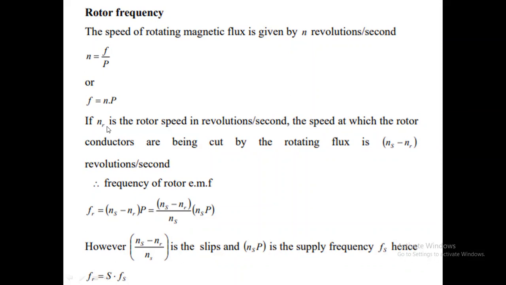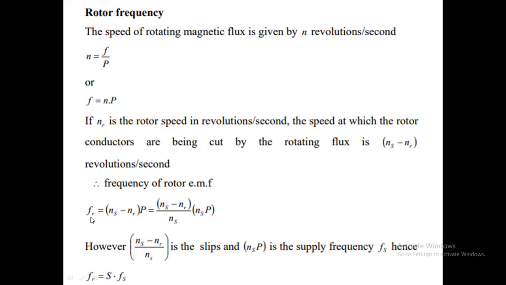If Nr is the speed of the rotor in revolutions per second, the speed at which the rotor conductors are being cut by the rotating flux, that is the RMF, is Ns minus Nr. This gives the slip speed. Earlier we have seen Ns minus Nr. If it is in capital letters, it is rotations per minute. If it is in small letters, it indicates revolutions per second. So Ns minus Nr gives the slip speed in revolutions per second.